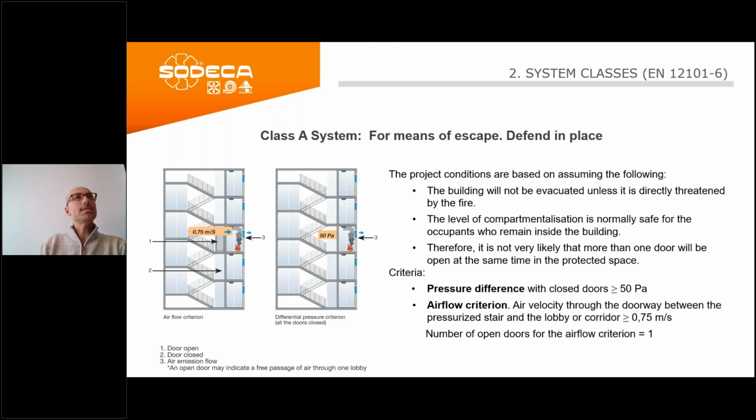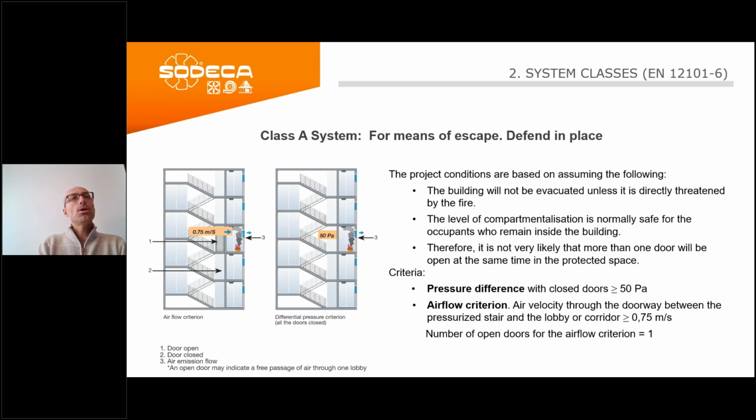So let's start with Class A system. This is for means of escape, and in the standard you will see that it is called defend in place. What does it mean? It means that we can apply this system in buildings that will not be evacuated unless they are directly threatened by the fire. The level of compartmentalization is normally safe for the occupants to remain inside the building. Therefore, it's not very likely that more than one door will be open at the same time in the protected space.